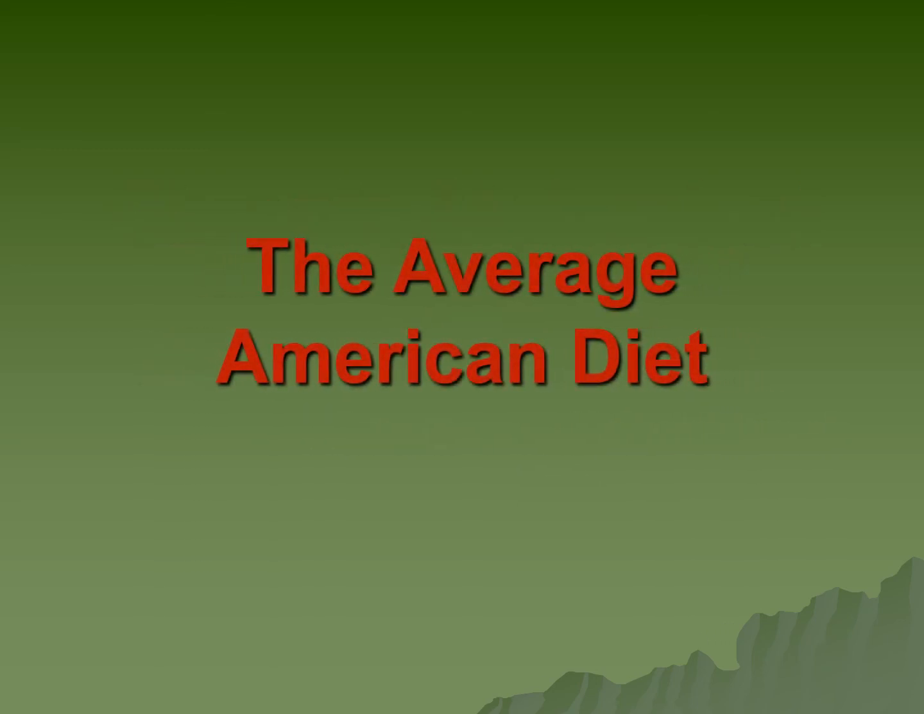So here's a brief introduction on some information regarding the average American diet. The average diet in the United States is high in refined carbohydrates, saturated fats, processed foods, and cholesterol. It's low in dietary fiber in general. Food manufacturers spend over $4 billion annually to advertise food in the United States.